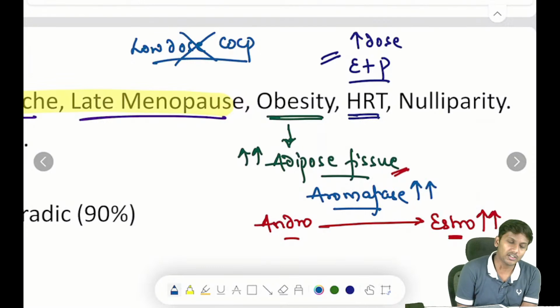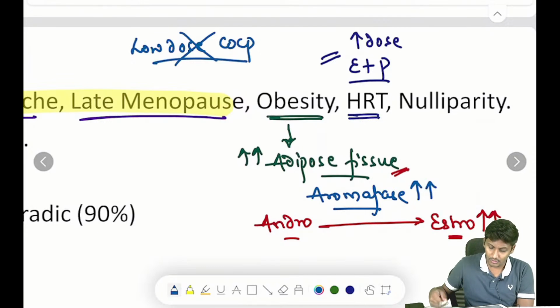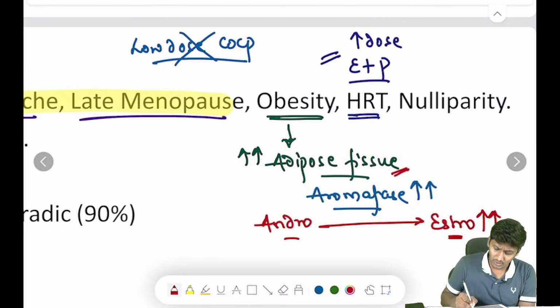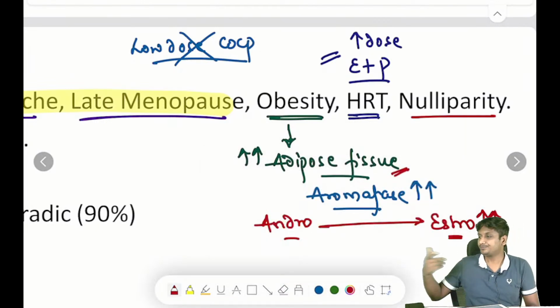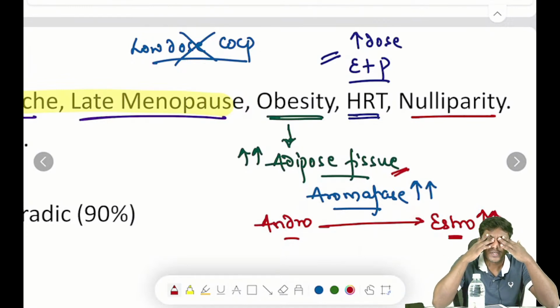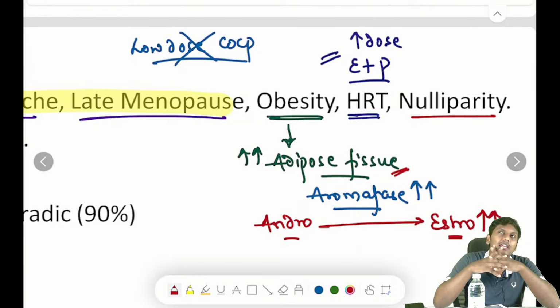They are not a risk factor for breast cancer. Okay, so that's the important thing. Next important is nulliparity. What is nulliparity? A patient who has never delivered. A patient, nulligravida or nulliparity. Definitely a patient who has never been pregnant or who has never delivered a child.